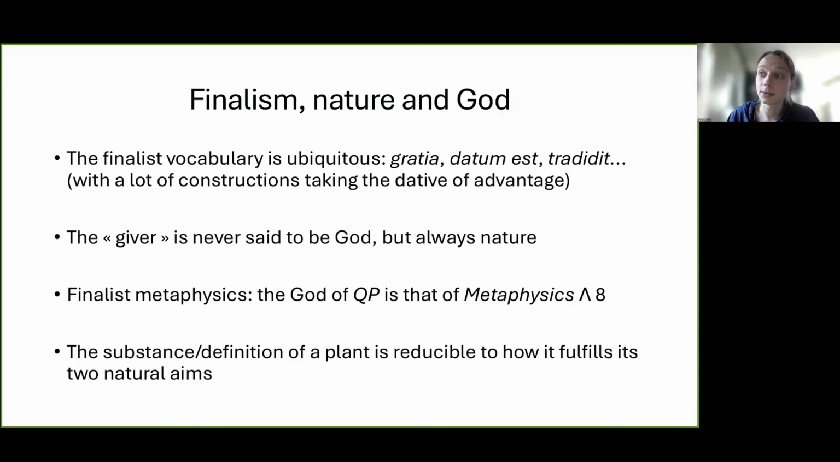In the Quaestiones Peripateticae, Cesalpino attempted to demonstrate that the Aristotelian God is the ultimate final cause, and that this ultimate final cause is compatible with the Christian God. But on the other hand, in the De Plantis Libri, God is never mentioned, at least never explicitly. This does not preclude Cesalpino from making abundant use of a very finalist vocabulary. Plants are supposed to be endowed with such and such parts, which are dedicated to such and such functions. Plants are given such and such behavior in order to fulfill such and such needs, and so on. There is a lot of use of the dative of advantage, for example, also.